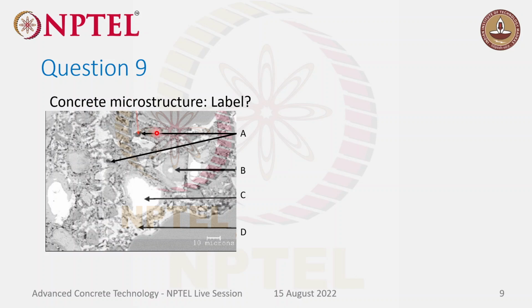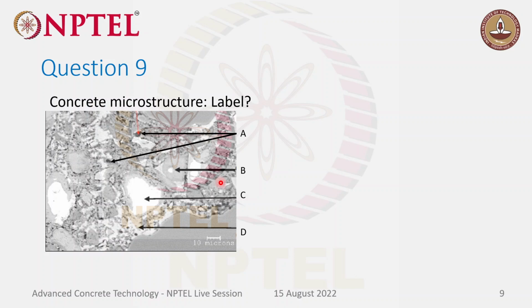What are the dark spots here, which are marked as A? Can someone unmute and say? These are the pores. Yes, because in a backscatter electron image, a particle which is very dense will be shown as a bright phase, and a phase which has very low density will be shown as dark. Pores do not have much density, so they are shown as dark spots. So A means the pores.